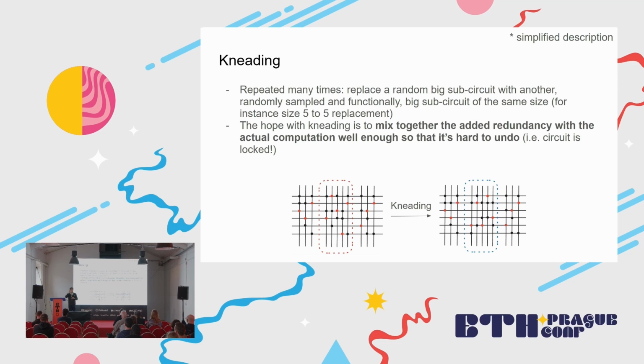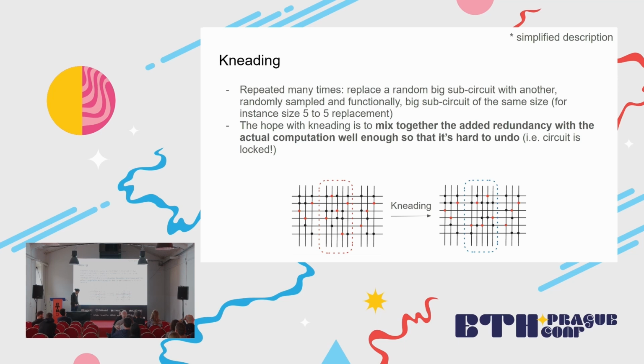If you're familiar with complexity theory, adding a lot of fat sort of decreases the complexity of the circuit, and kneading hopes that with some randomization you spread the decreased complexity around the circuit, so that if you pick a random sub-circuit, it has enough complexity.